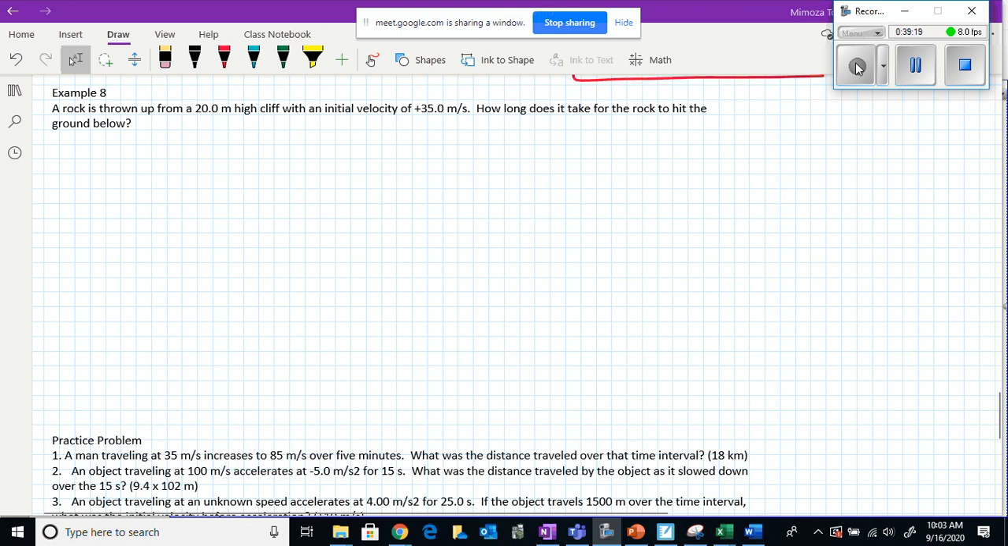A rock is thrown up from a 20 meters high cliff with an initial velocity of positive 35.0 meters per second. How long does it take for the rock to hit the ground below? So, how will you do this?